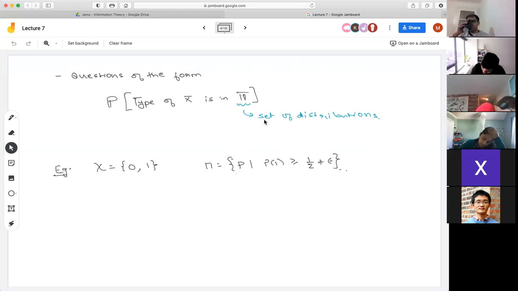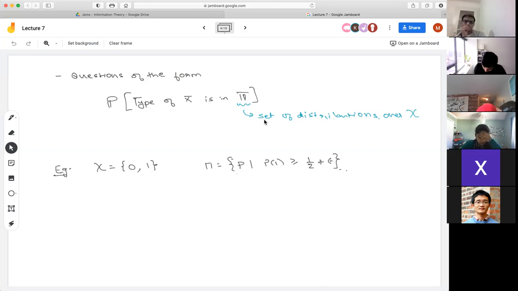The distributions are over the set of values script X, right? Because the type is also a distribution over this set script X. And in general, this collection Pi need not be limited to only things where probabilities are multiples of 1 over n. This can be an arbitrary collection. And we will be interested in these sorts of probabilities as n grows, so we will consider many different values of n.